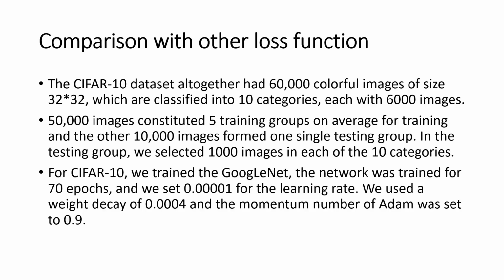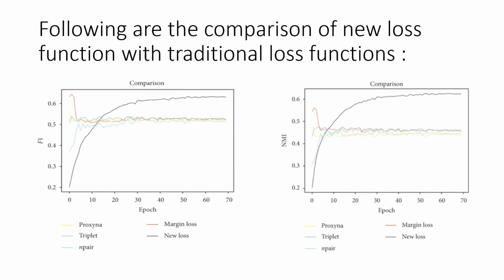Now we will be conducting this experiment on the GoogleNet architecture, and we'll be using 70 epochs, and we'll set the learning rate value to 0.0001, and we'll use a weight decay value of 0.004 and the momentum number of Adam to 0.9. Now after all this initialization of variables, we see that these are the two graphs which are the comparison of the various loss functions on F1 and NMI parameters, and we can clearly see that in both the cases the new loss function, which is represented by the black line, is performing better than other loss functions. The other loss functions such as triplet and margin loss are not as good as our new loss function.